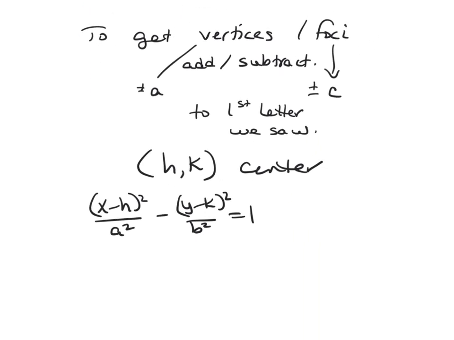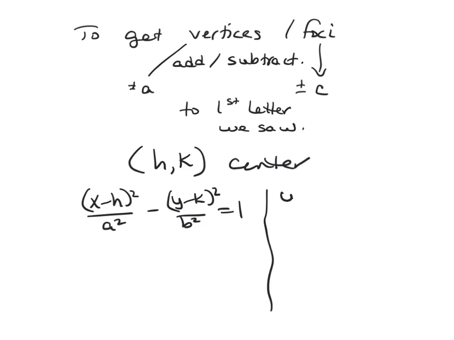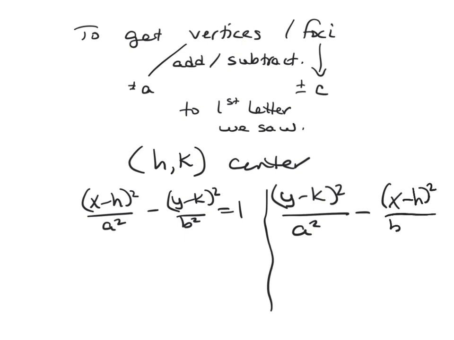Same thing here. And then the other one, we're going to set it up and we're going to move the y over here. A squared stays underneath the first fraction. And then (x minus h) squared over b squared equals 1.